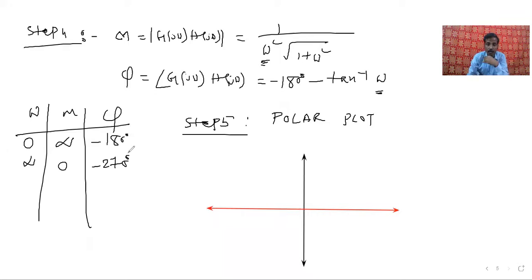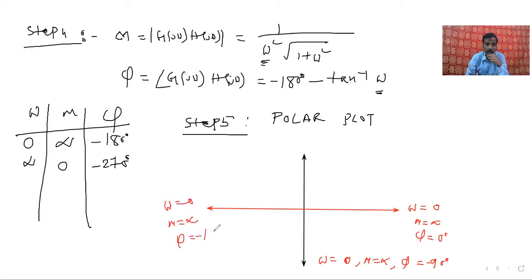Omega, M, phi: draw with respect to omega equals 0, M equals infinity, phi equals 0 degree path. This is omega equals 0, M equals infinity, phi equals minus 90 degree. In this direction, omega equals 0, M equals infinity, phi equals minus 180 degree. And this is omega equals 0, M equals infinity, phi equals minus 270 degree. At the origin, omega equals infinity and M equals 0. Then draw the polar plot.